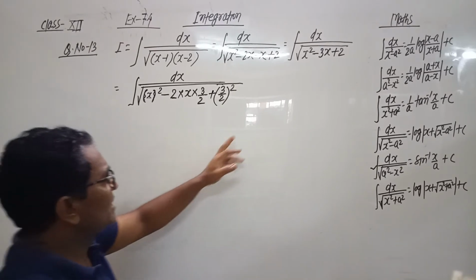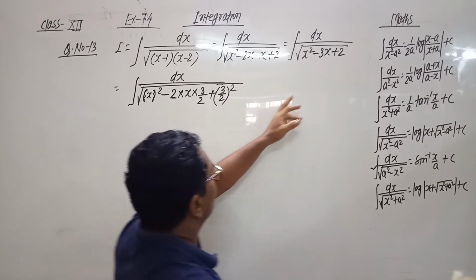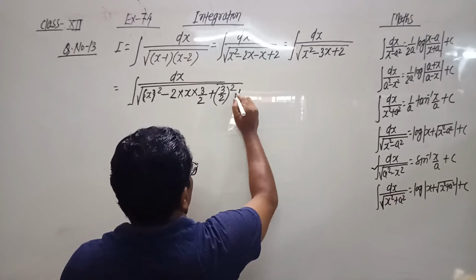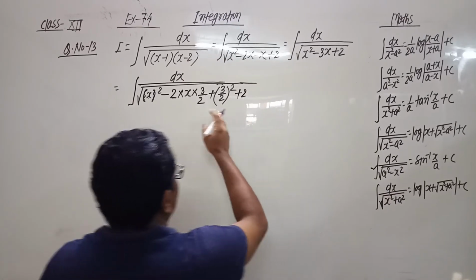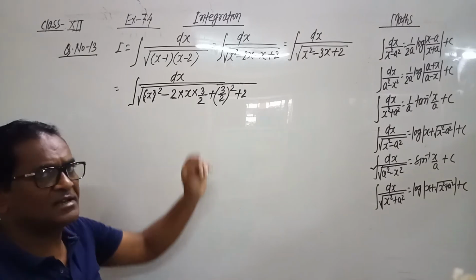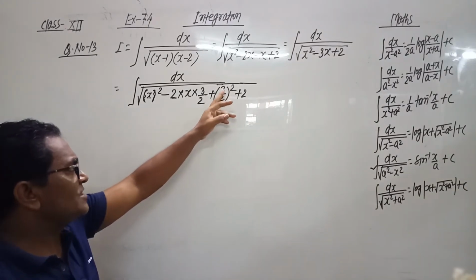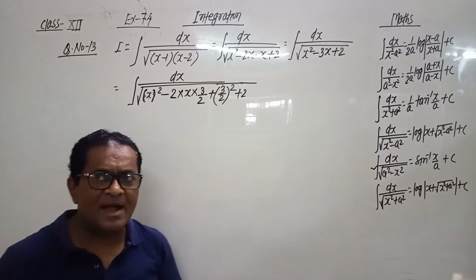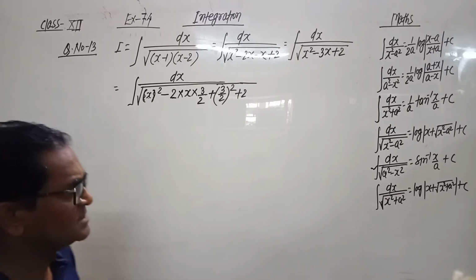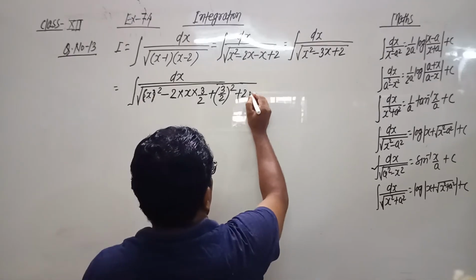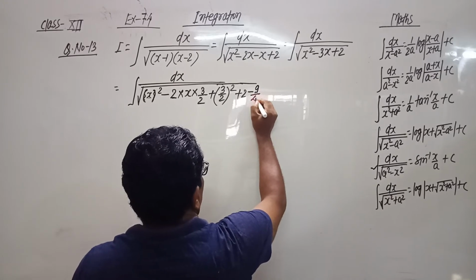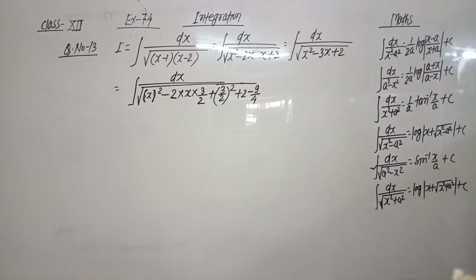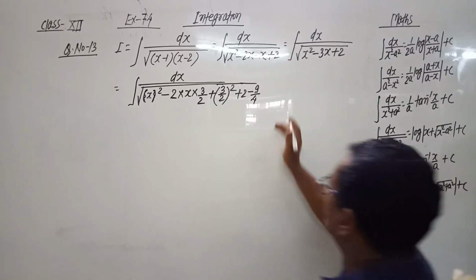So we have written x square, then minus 3x, then we have to write plus 2. Then we have to see what extra term we have taken in this whole expression. The extra term taken in the whole expression is 3 by 2 the whole square, and 3 by 2 the whole square means 9 by 4 is the extra term. So 9 by 4 would be subtracted from the whole expression, because we have taken 9 by 4 as the extra term.